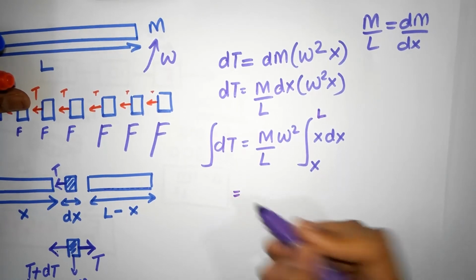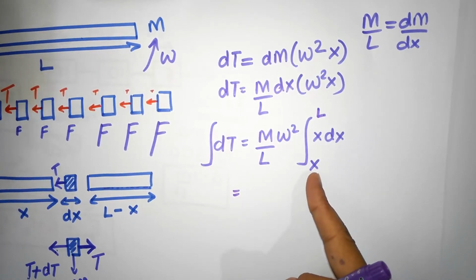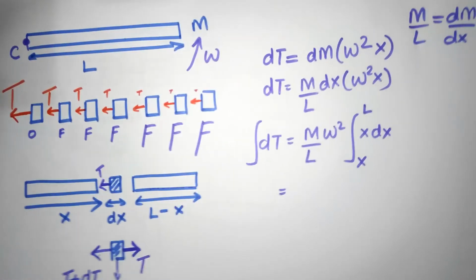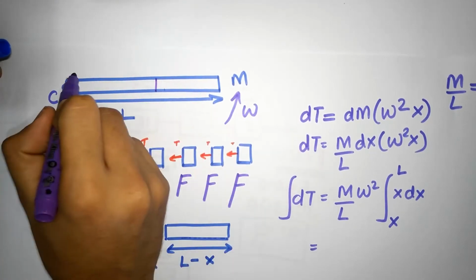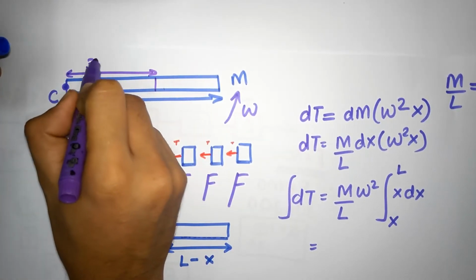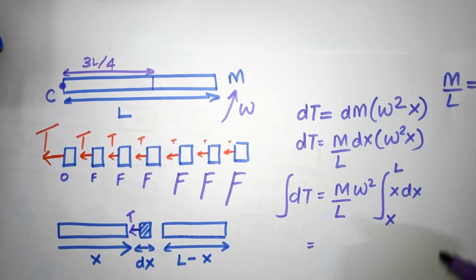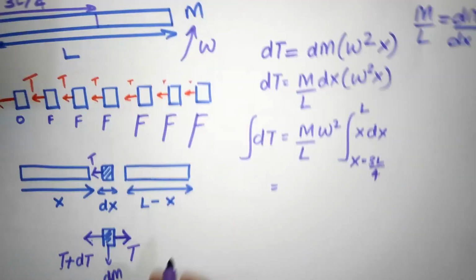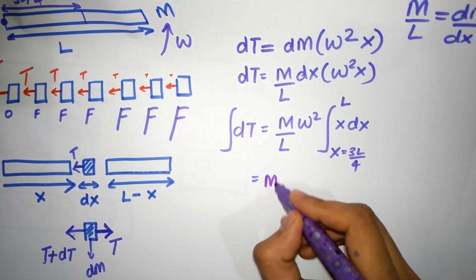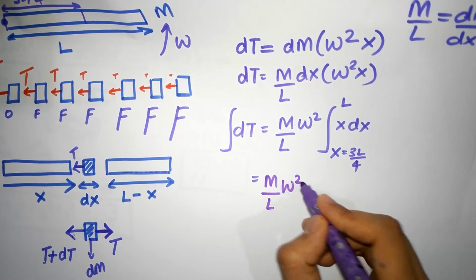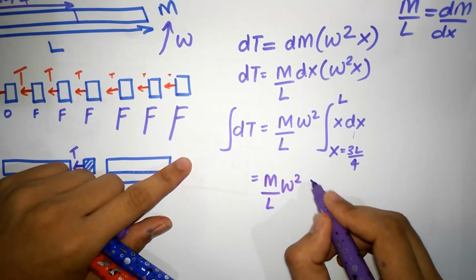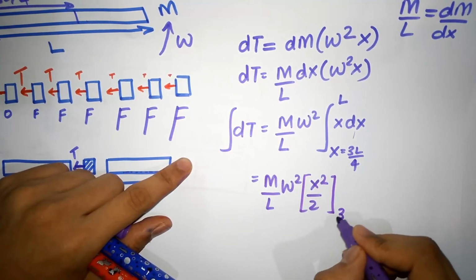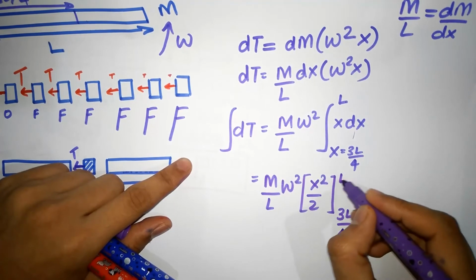All right. You know what we can do? We already know that we are supposed to start at 3L by 4, right? We're supposed to calculate tension at 3L by 4. So let's just start from 3L by 4 and go all the way to L. I think that will make more sense. So m by L omega square, and this is a pretty straightforward integration. It's x squared divided by 2. And then we apply the limits of 3L by 4 and then L.